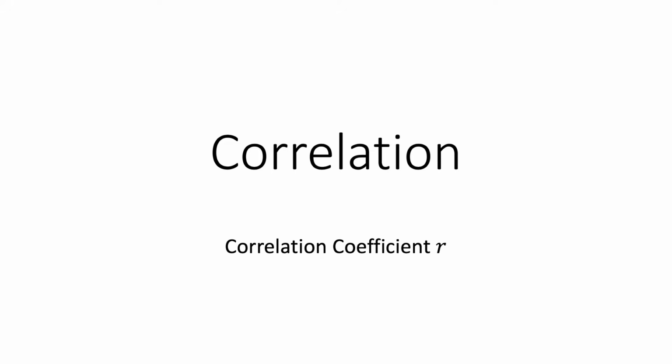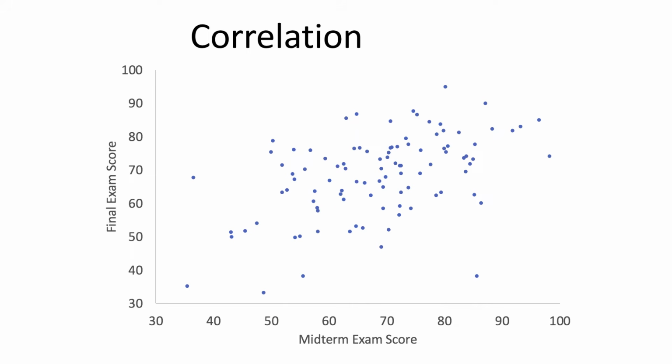Let's look at an example. In this scatter plot, the midterm and final exam scores for a biology course are plotted for each student. So the x, or horizontal axis value, is the midterm score, and the y, or vertical axis value, is the final exam score. As you might imagine, students who do well on the midterm often do well on the final. This is what we call a positive correlation.